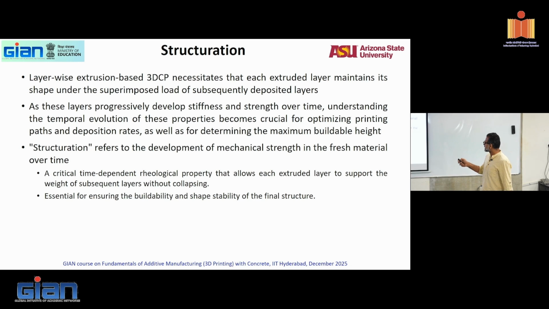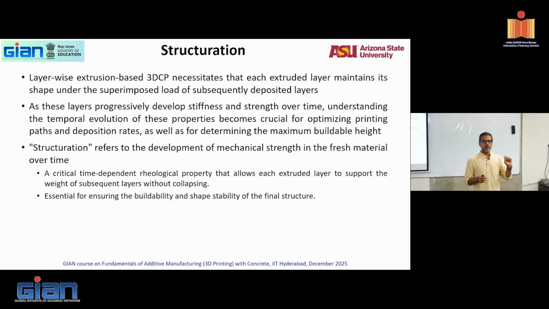So as it develops strength and stiffness over time, you have to see how the printing paths change. What are the deposition rates? What's my printing rate? What's my speed? What's my nozzle speed? I can't decide my nozzle speed on my own. My printer has to support that as well. Printer has to be able to do that. And I need to be able to deliver enough material consistently, retain the shape, do all of that in a way that is consistent. So structuration refers to the development of mechanical strength in the material over time.